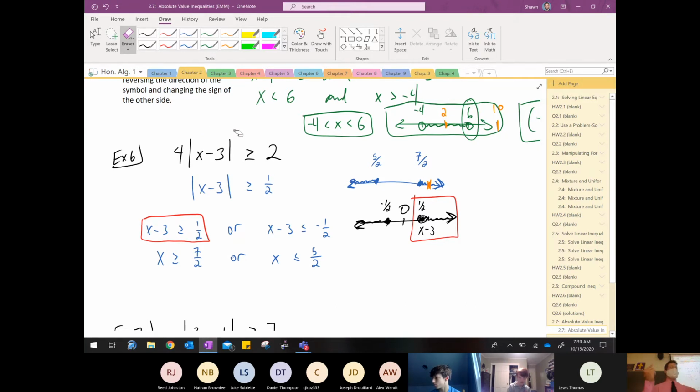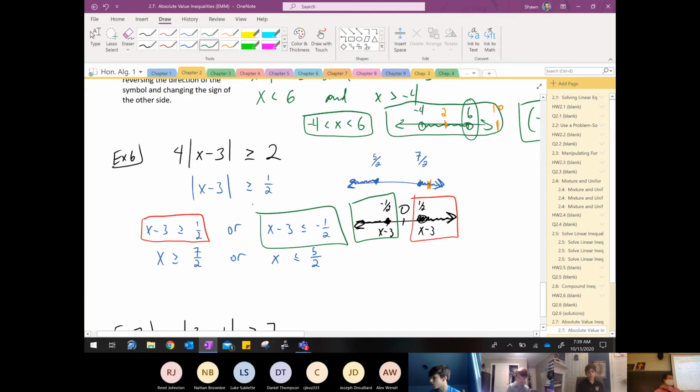And because they're pointing in opposite directions, that's the other part of the setup, where x minus 3 would be less than or equal to negative 1/2. And again, that's exactly what we have. Oops, I'm trying to color code it for you. That's exactly what we have right there. Okay, so when we follow our steps, that's what we're doing. We're accounting for both scenarios.